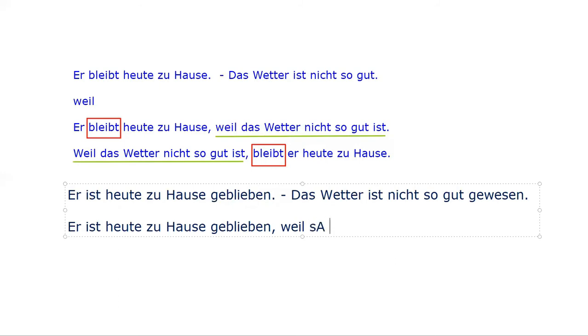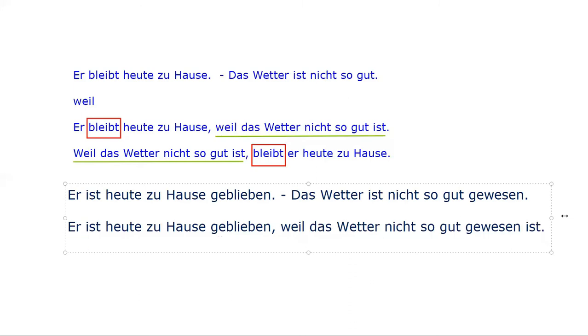So, weil das Wetter nicht so gut gewesen ist. Yeah, so that's basically your subclause. So, ist heute zu Hause geblieben, weil das Wetter nicht so gut gewesen ist. Remember to keep your comma. And again, I'll show you in the second part of it why it's a really good idea to make sure the commas are there as well.